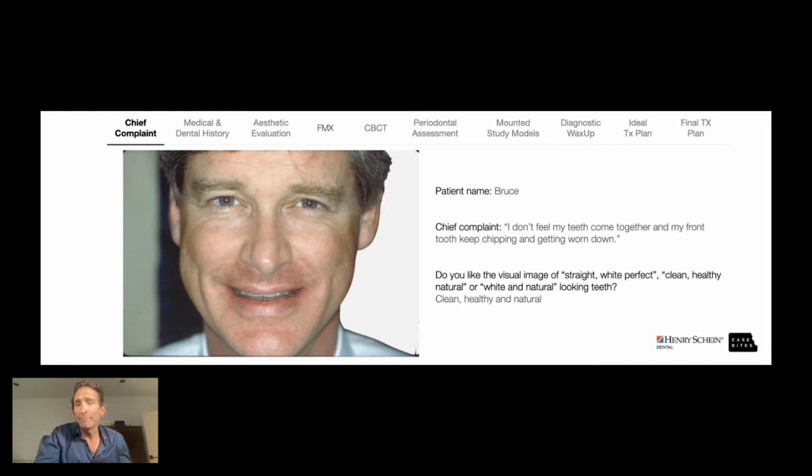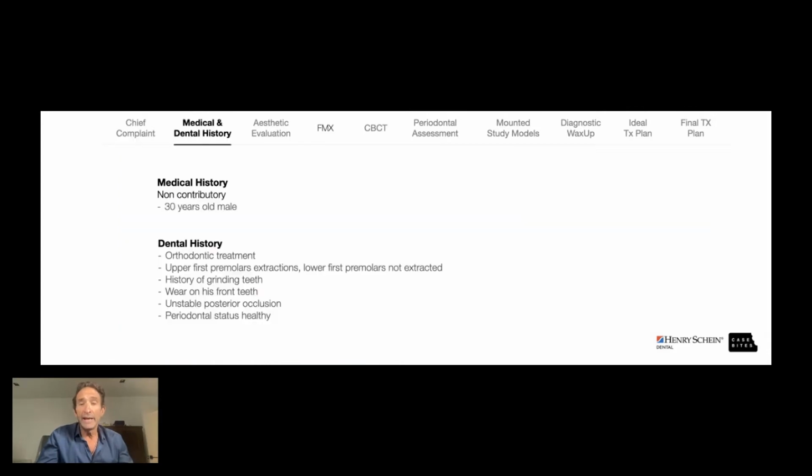The chief complaint Bruce came up with is that he's wearing down the edges of his teeth and they're disappearing. They're getting worn down and his jaw is not comfortable. He doesn't know where to bite. So I would always ask a question to understand the mindset of the patient as we think about changing the smile. Do you like the image of straight, white, perfect, or clean, healthy, natural? And that is two very ends of the spectrum. Clean, healthy, natural being those perfect imperfections. Well, he said clean, healthy, and natural.